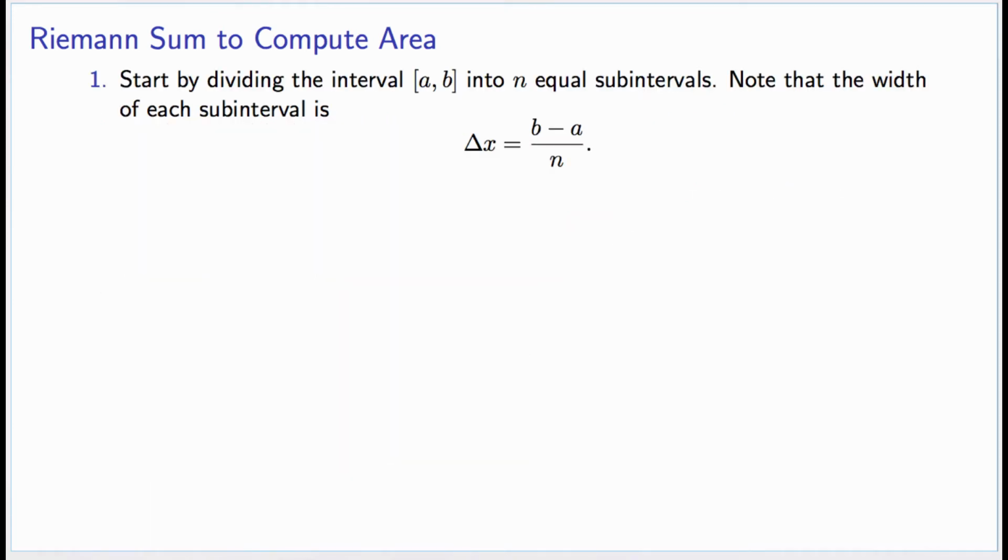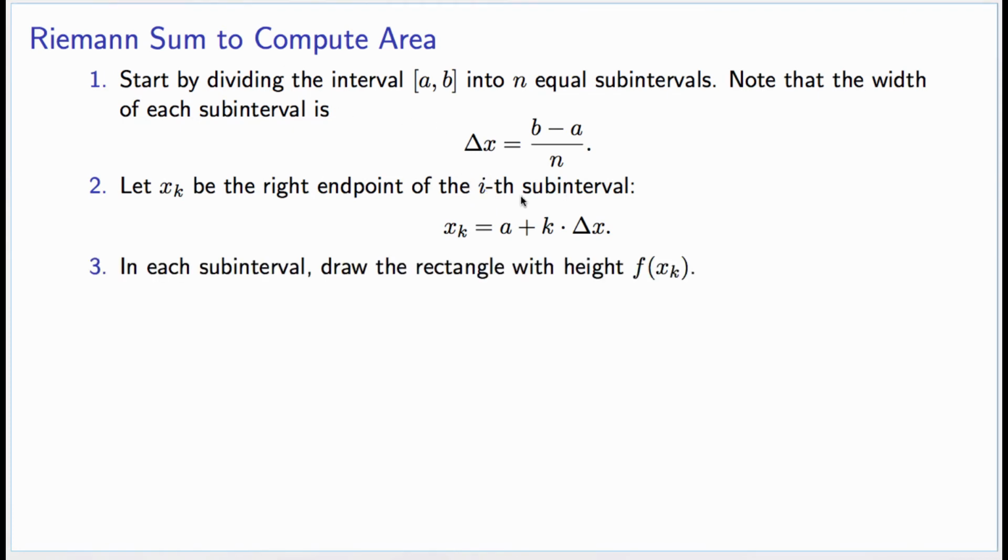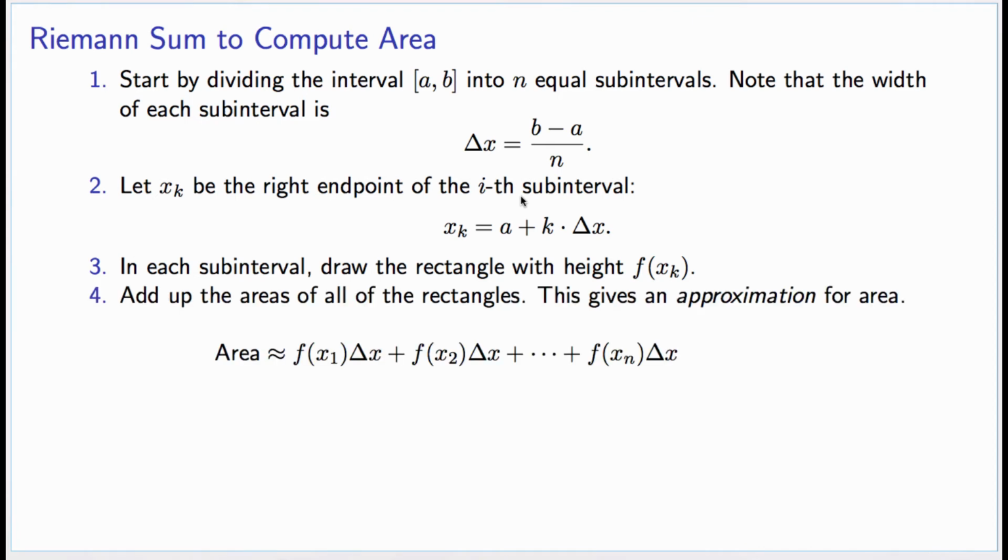So let's do this in the context of a particular example. Again, let's just summarize the procedure. We find the width of each subinterval. We then get the right endpoint of the kth subinterval. We then draw the rectangle with height f of x sub k. That gives us the area of each rectangle.